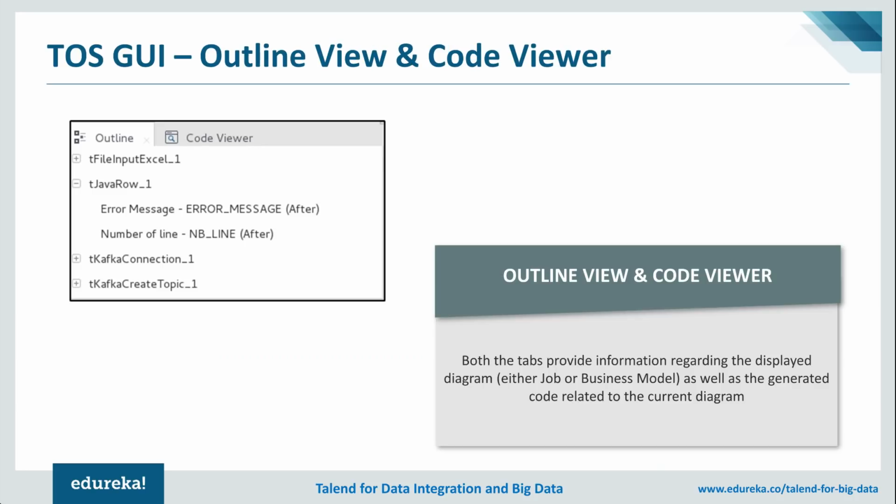So, outline view and code viewer. In the outline, you will have all the components listed over there along with the standard variables which are available for it. In the code viewer, both the tabs provide information regarding the displayed diagram, like whatever you click on your designer window, that related information will be visible here, right?